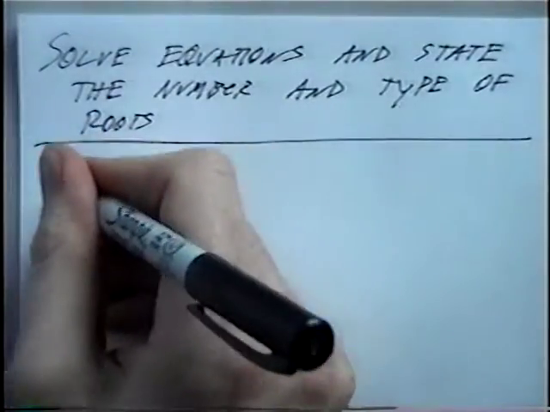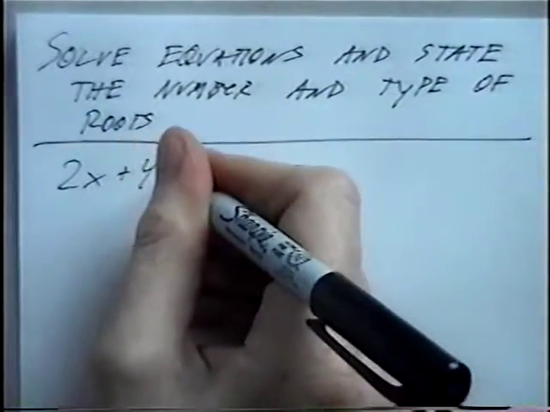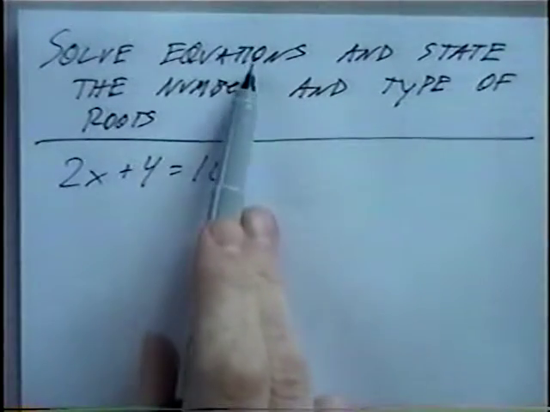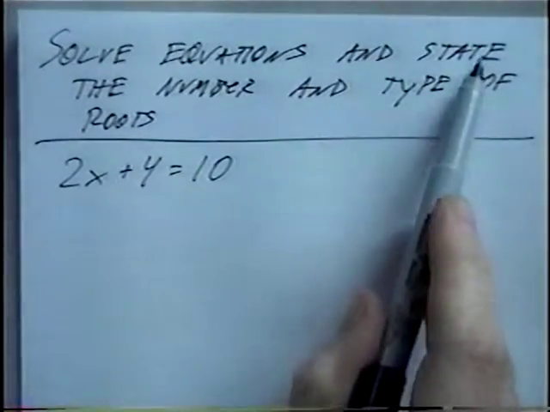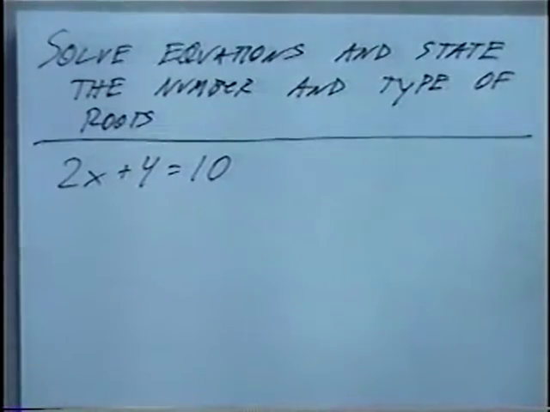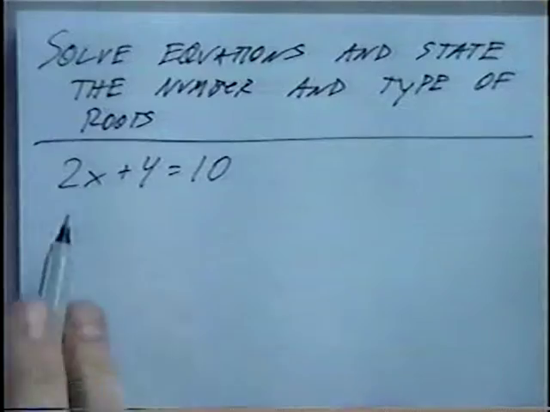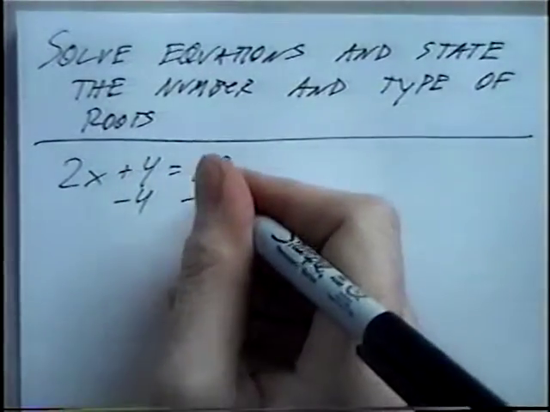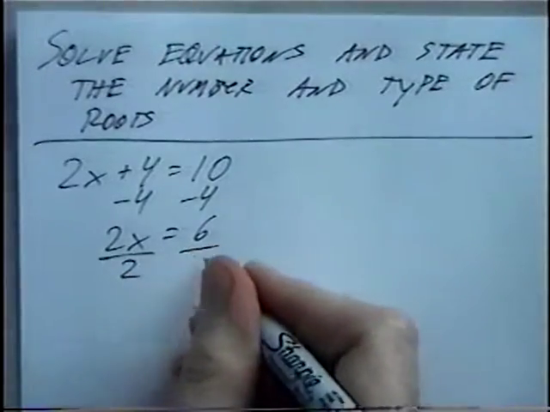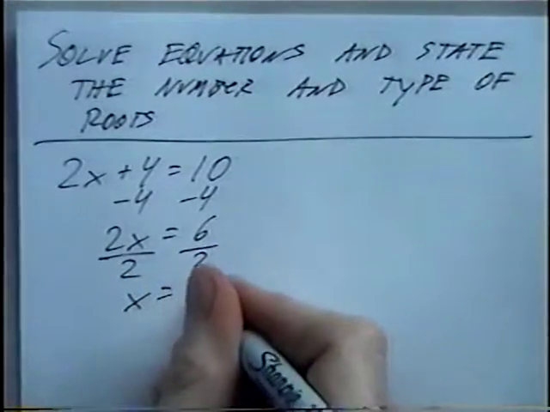First question is 2x plus 4 equals 10. For each of these questions, we will solve and find the answers, and then we'll state how many answers there are and what type of roots, either real or imaginary. First question, subtract 4 from both sides, divide by 2, and x equals 3.